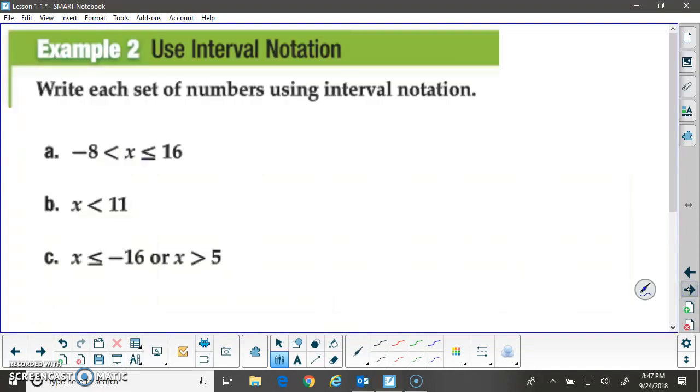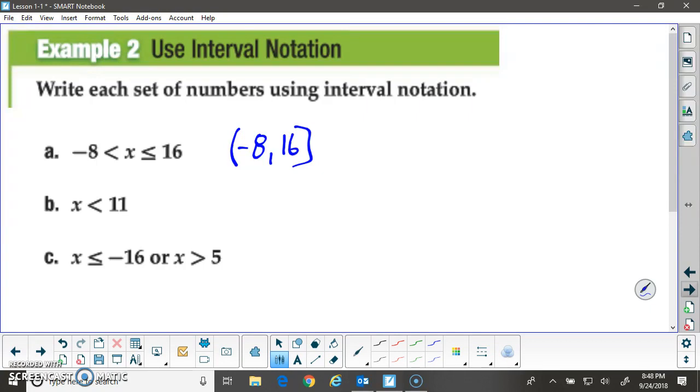So example 2, we're going to write this set using interval notation. So all numbers greater than -8 but less than or equal to 16, we would write like that. The parenthesis means greater than, and the bracket means less than or equal to.